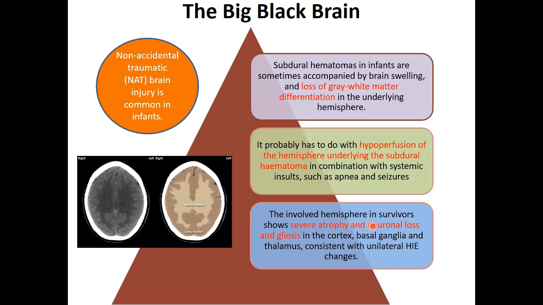The involved hemisphere in survivors shows characteristic severe atrophy and neuronal loss with gliosis in the cortex, right? So the microscopic picture will show you a characteristic neuronal loss, severe atrophy and gliosis, particularly in the cortex, basal ganglia and thalamus, okay, showing a characteristic picture of a hypoxic ischemic encephalopathy. Non-accidental traumatic brain injury is quite common in infants. Okay, so this is characteristically called the big black brain.